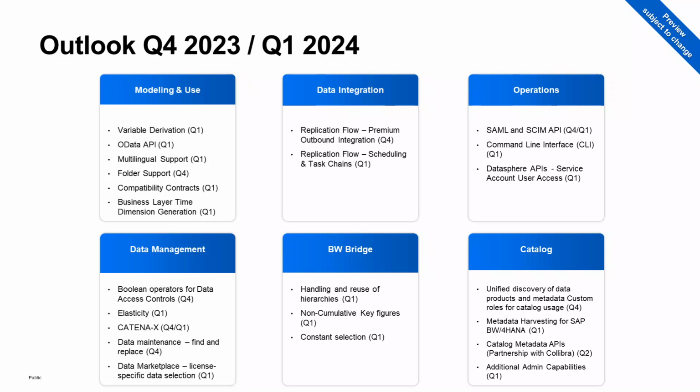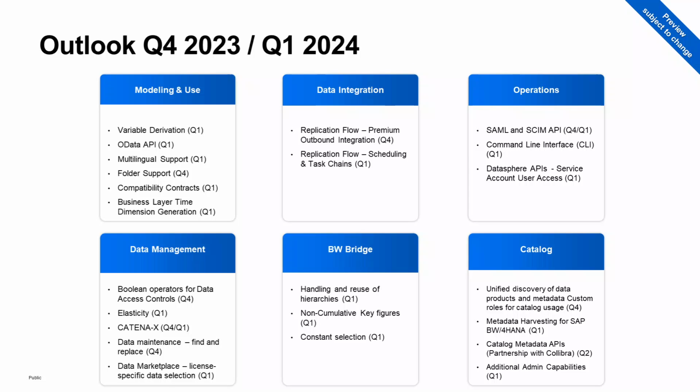For the operations section on this slide, you can see that we have 3 topics. The SAML API will add additional flexibility to the role management and simplify the administration. And the SCIM API is a public API that facilitates automation of Datasphere user and role management. Exactly. And we will also enable the command line interface, or CLI for short, for several additional areas in the product.